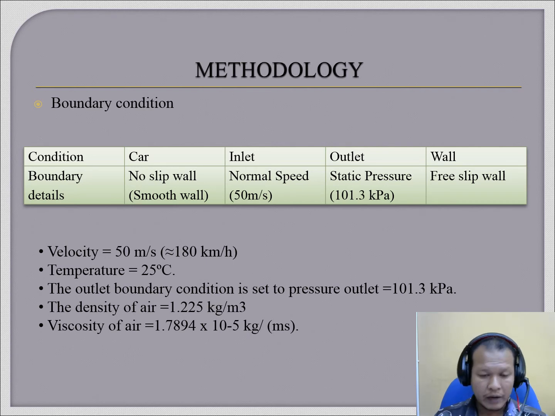The type of boundary condition also needs to be made as a parameter. The boundary condition for the car is a no-slip, smooth wall. The inlet is normal speed at 50 meters per second, equivalent to 180 kilometers per hour. The outlet is static pressure at 101.3 kilopascal, and the walls are free-slip walls for the wind tunnel.